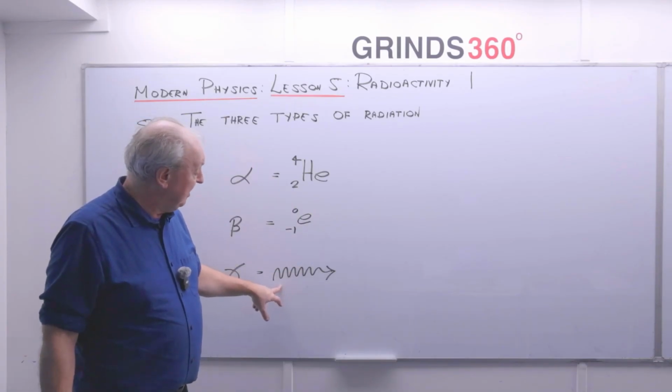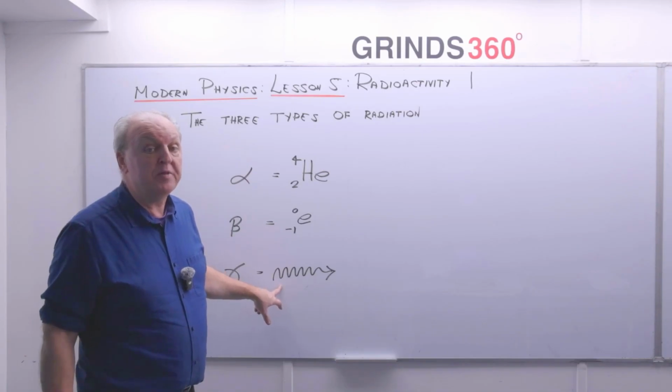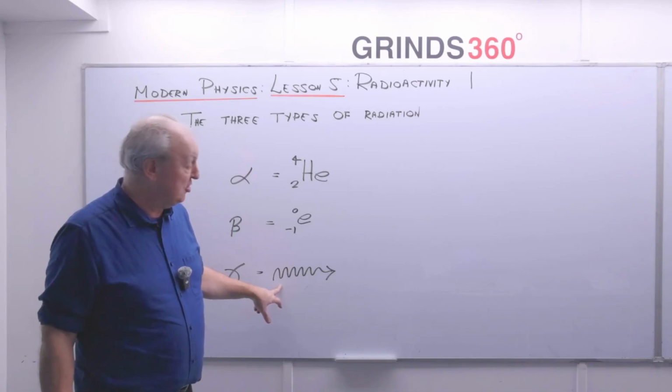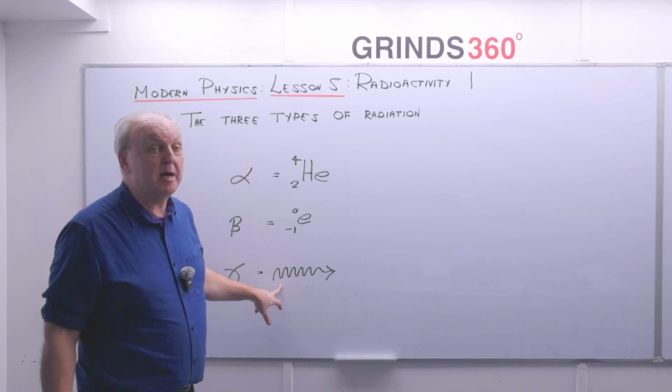And gammas, these aren't particles at all. They can creep through the air hardly interacting with it. So they have a very, very low ionizing ability. That means they go very far. Air won't stop them. You probably need 1 centimeter of lead to actually stop them.